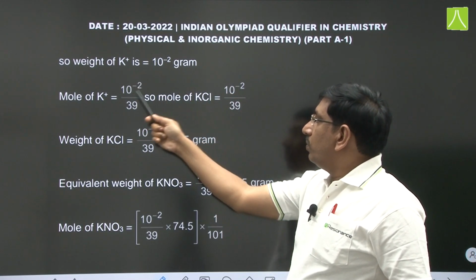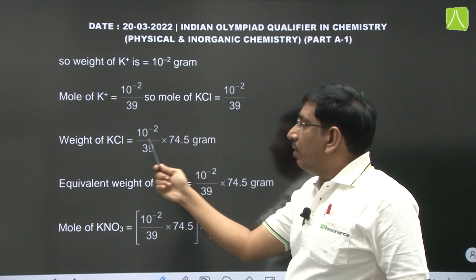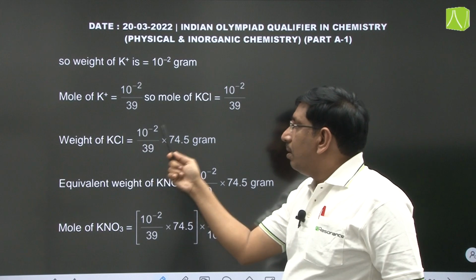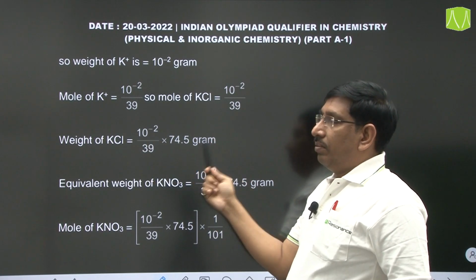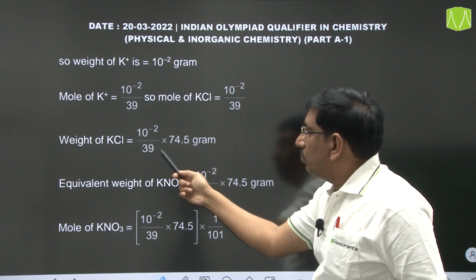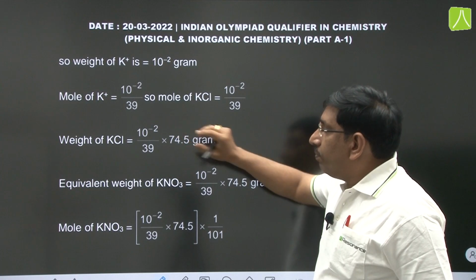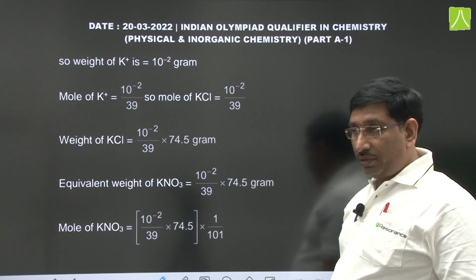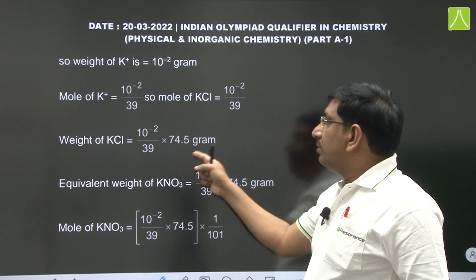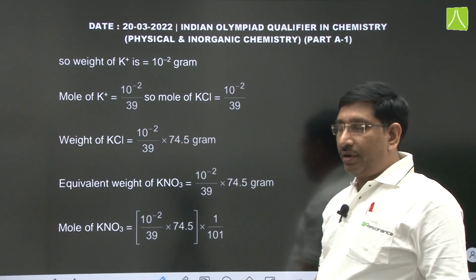The number of moles of potassium ions and KCl are the same, and we now calculate the weight of KCl by multiplying with its molecular weight. It equals 10^-2 by 39 into 74.5 grams. This is the actual weight of potassium chloride. Now, this weight is equal to the potassium nitrate weight.